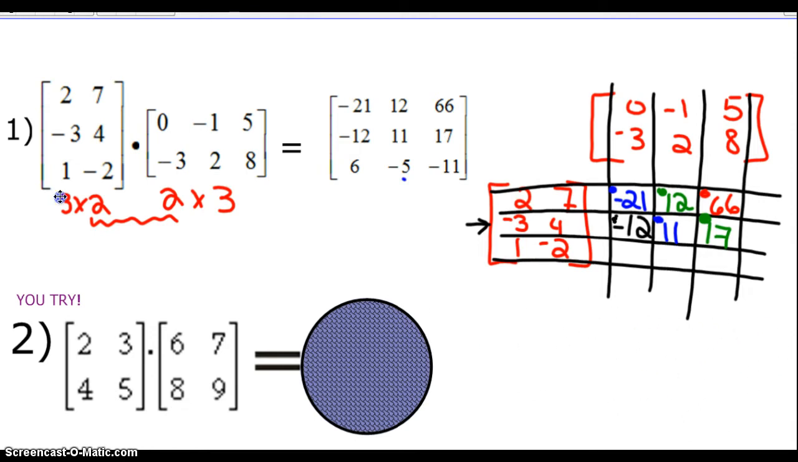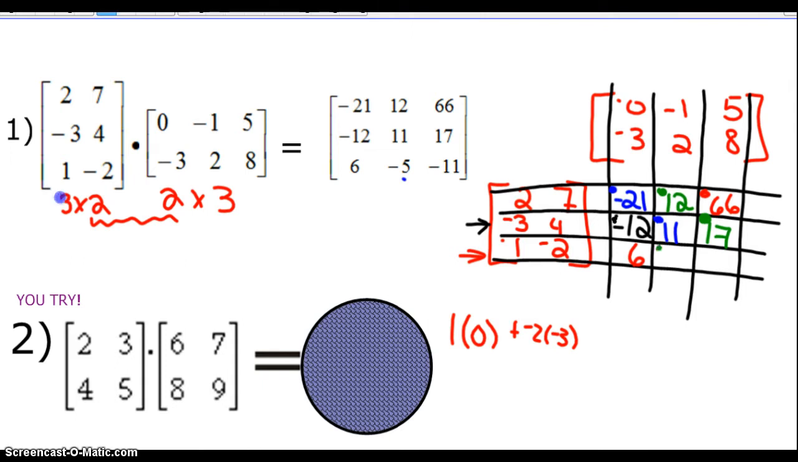Okay, last row, red. So now we're going to be using this row right here and going down each of the columns. So 1 times negative 3 plus negative 2. Oh, I'm so sorry. 1 times 0, first, right? And then plus negative 2 times negative 3 is going to be positive 6.